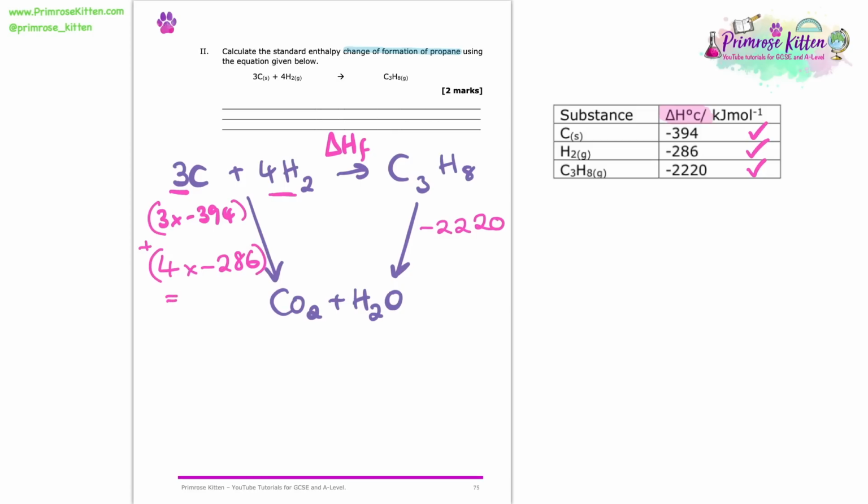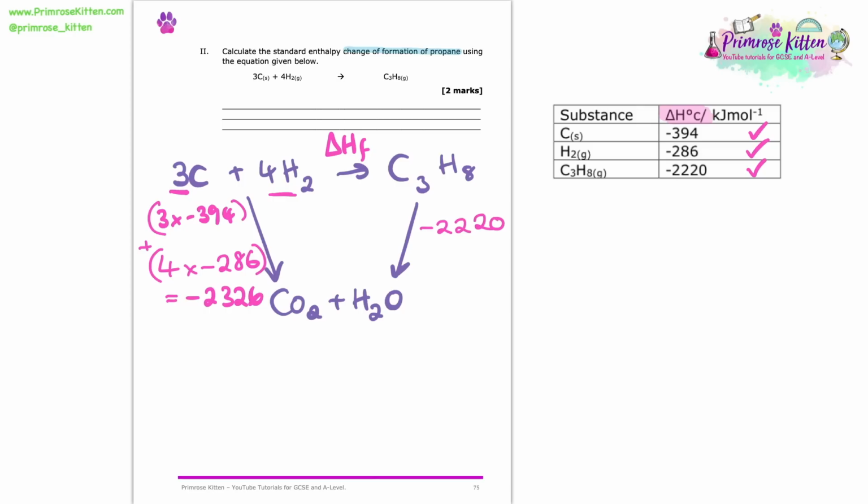Now at this stage, I would probably tidy up some of my bits. So here, I would add both of these products together to get a single number for these values. So working this out, I get minus 2,326. Okay, so now we've done most of the hard work here, but this brings us to another point where people make a lot of mistakes.